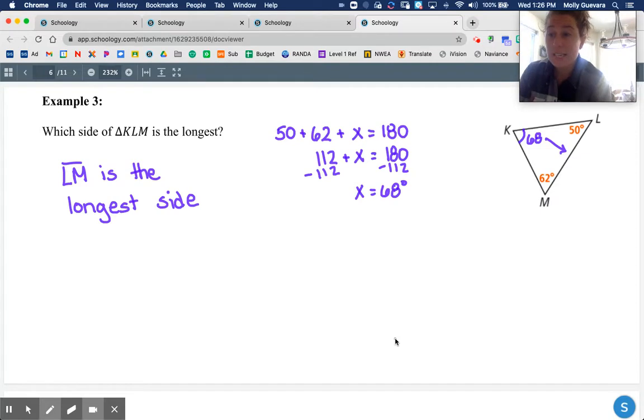Okay, so you guys have a try it on the next page, exactly the same idea, and it's asking which side is the longest and which side is the shortest. So go ahead and hit pause on the video and give that a try, and then when you're ready, let's go over it.